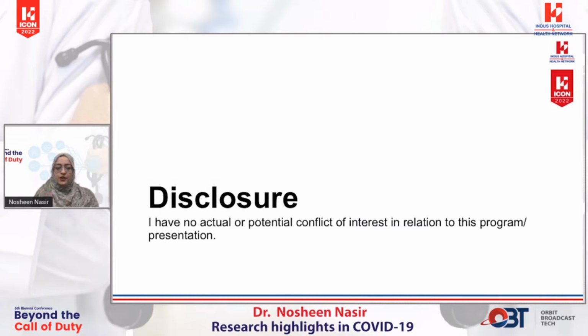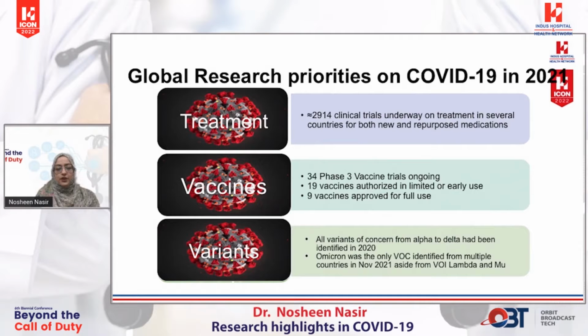So, what have the global research priorities on COVID-19 been for the year 2021? Most of the research has centered around treatment, with approximately 2,914 clinical trials underway on treatment in several countries for both new and repurposed medications. The other priority has been vaccines. 34 phase 3 vaccine trials are ongoing at the moment. 19 vaccines have been authorized in limited or early use, and 9 vaccines have been approved for full use.